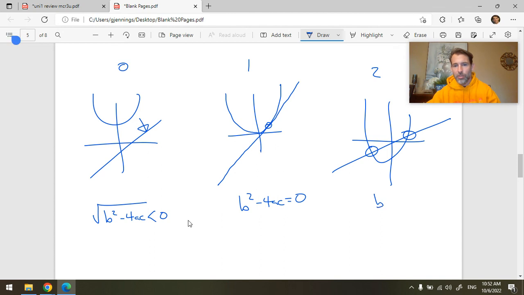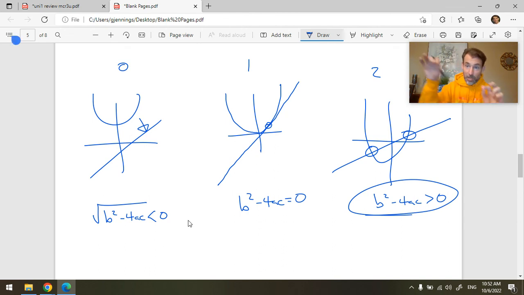And then here you have b squared minus 4ac. You have a discriminant that is greater than 0. That's what creates the separation between your solutions and gives you 2 solutions because it's plus or minus a real thing.